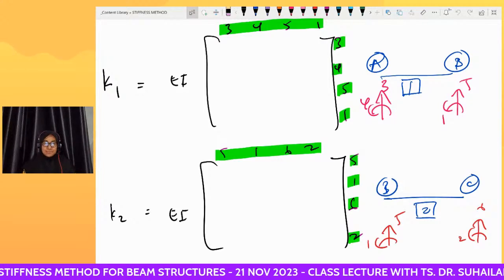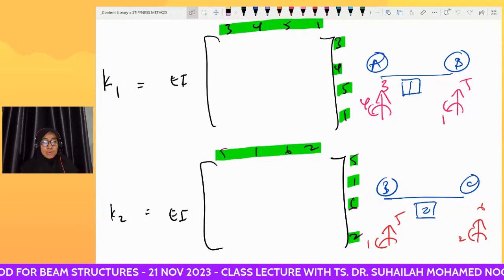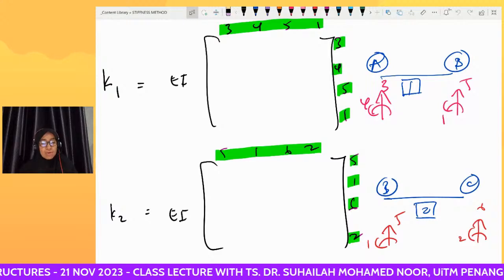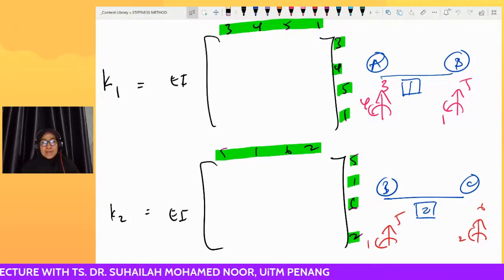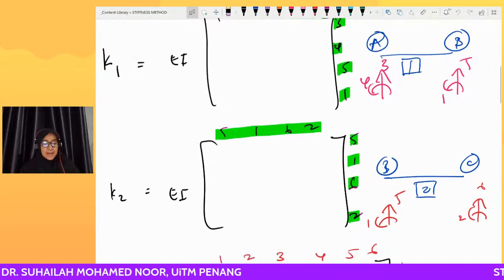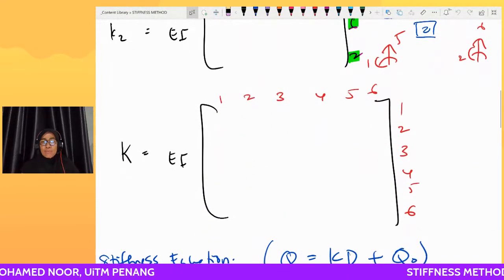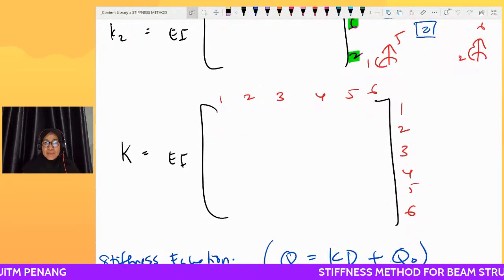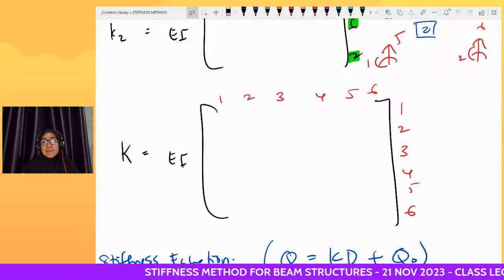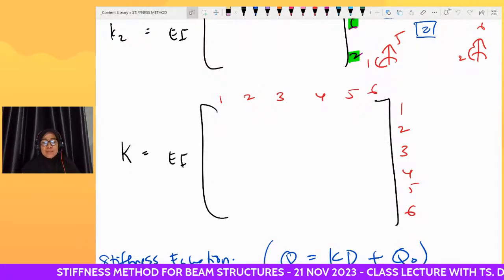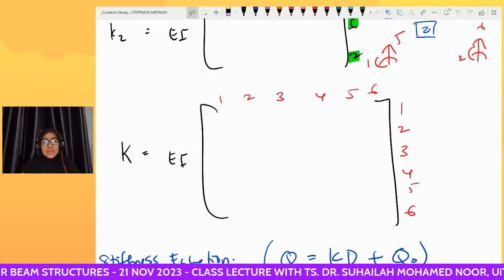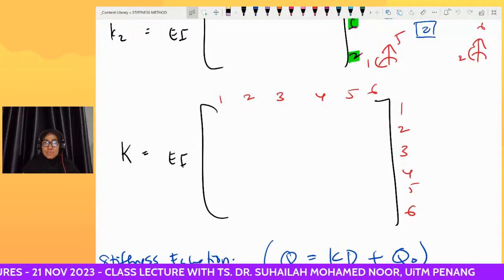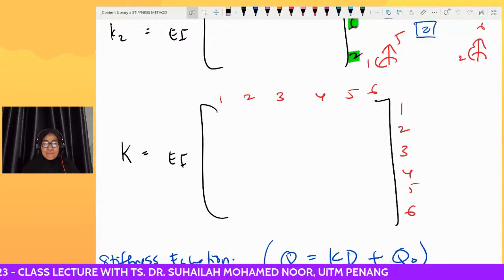So we get K1 and K2. I hope you have determined the values, so that we can complete this question at the end of this session. After that, as usual, we combine them to have the structure stiffness matrix, capital K. It must be written in order. Don't forget to put EI, because we just need to produce the K value in terms of EI first.